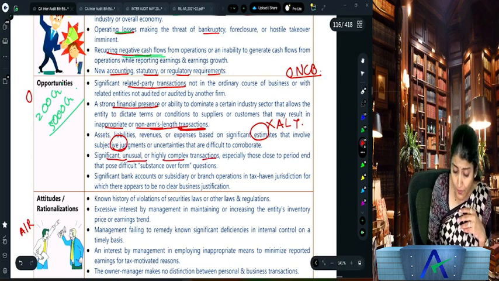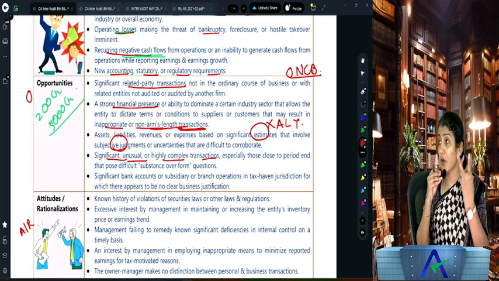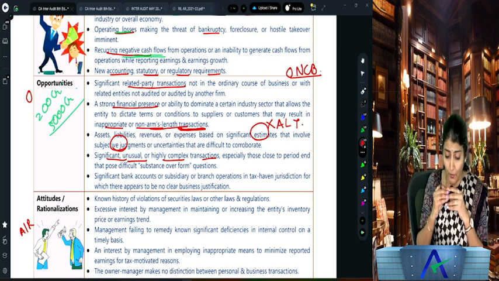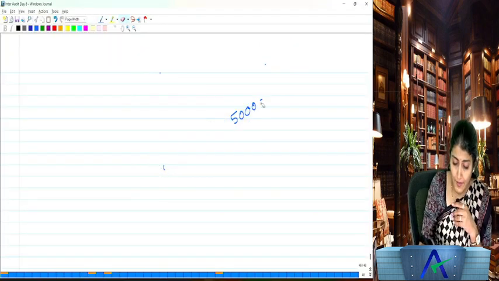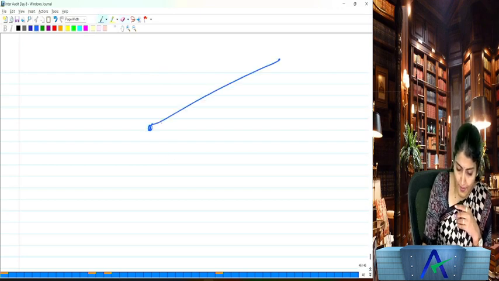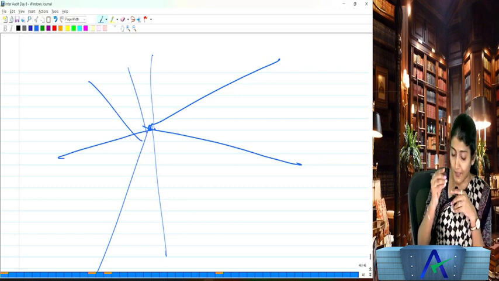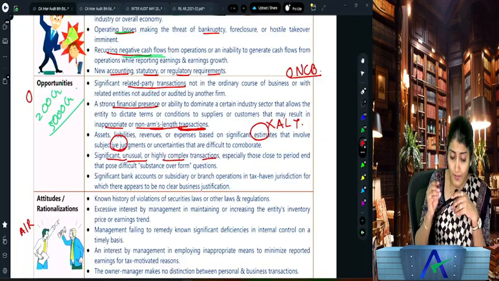Then what does it say? Significant, unusual or highly complex transaction. Right, so unusual transactions, complex transactions. Again, what they are doing, a fraud in the accounting. See, I am telling you, fraud in accounting is my center point. Any point you say, again you need to come down to the center point. Okay, what is the company doing? They are doing the fraud in accounting.